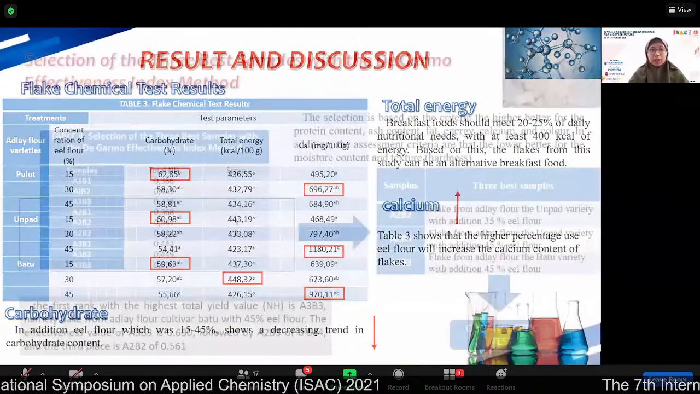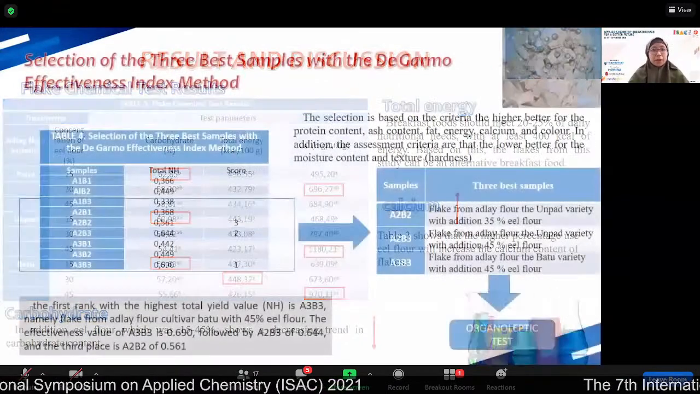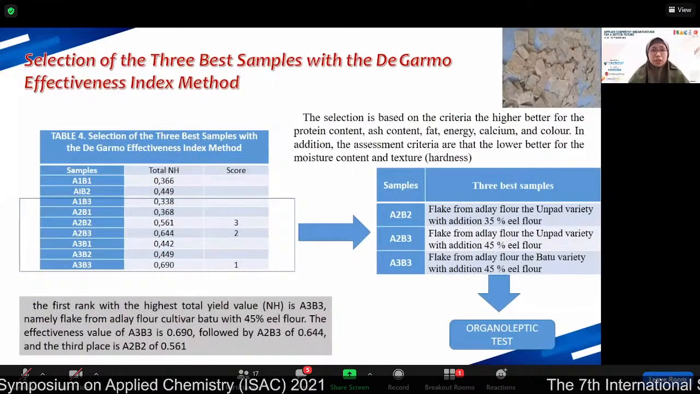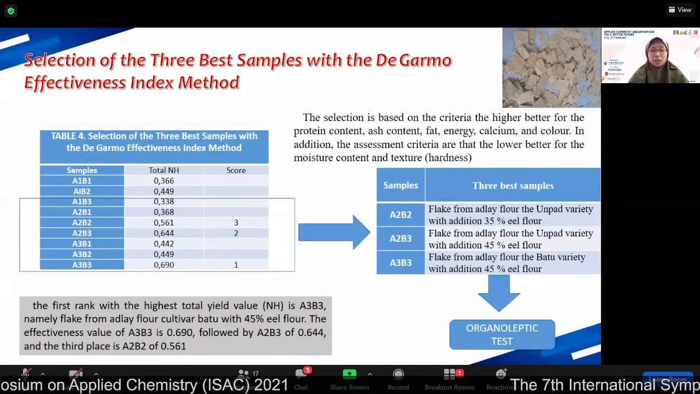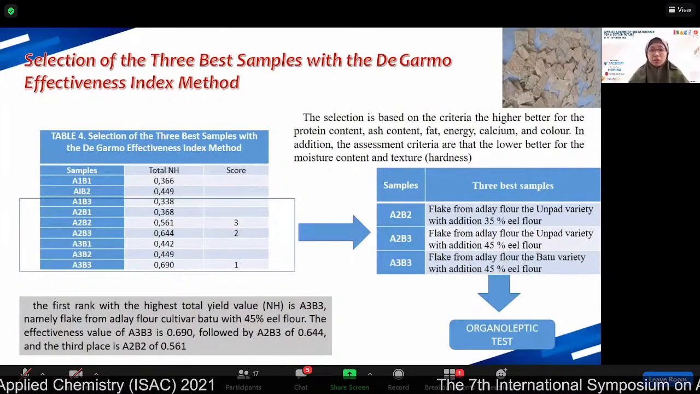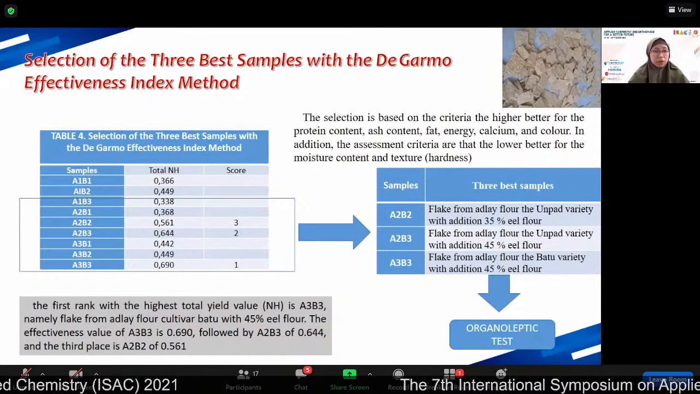This is a selection of 3 base samples with the DeGarmo effectiveness index method. The selection is based on the criteria, the higher the better for protein, ash, fat, energy, calcium, and color, and the assessment criteria, the lower the better for moisture content and texture. We can show it in Table 4.